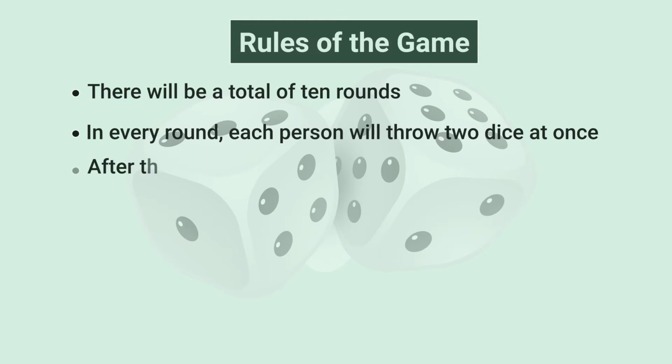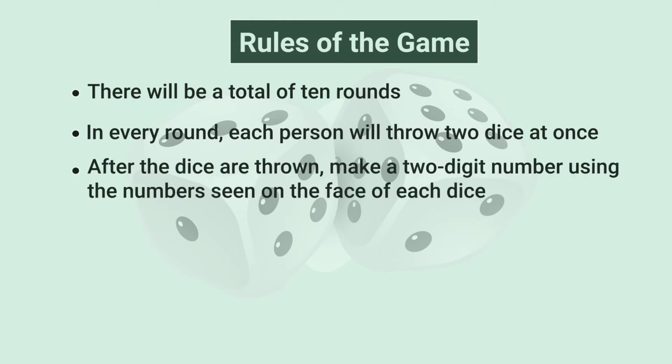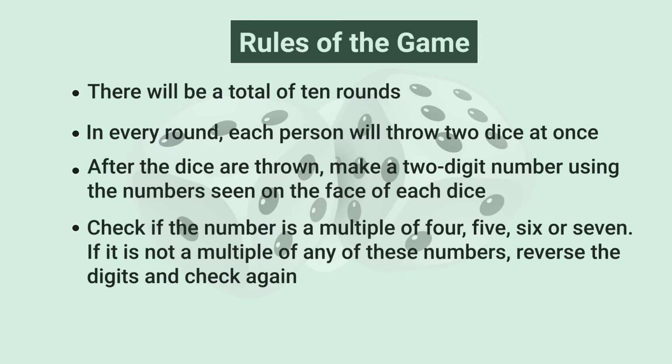After the dice are thrown, they will have to make 2-digit numbers using the numbers that can be seen on the face of each dice and check if the number is a multiple of 4, 5, 6 or 7. If it is not a multiple of any of these numbers, then the number will have to be reversed and checked again.